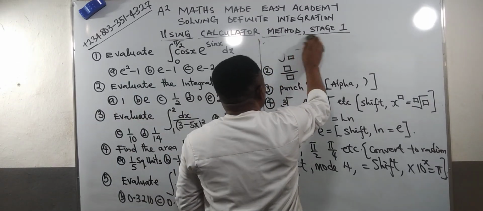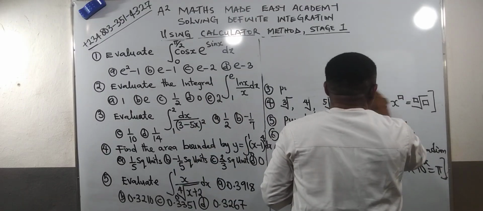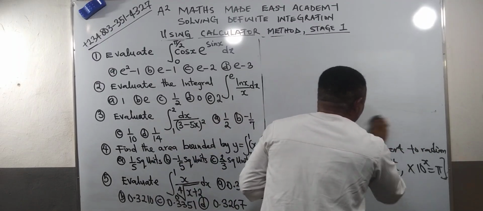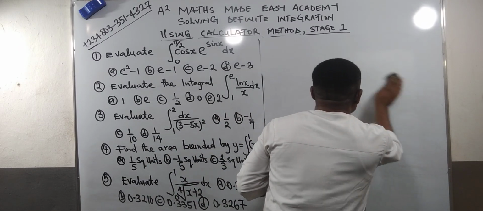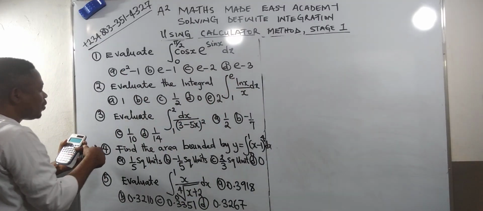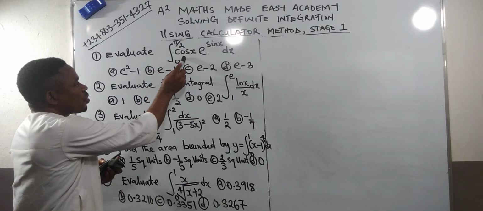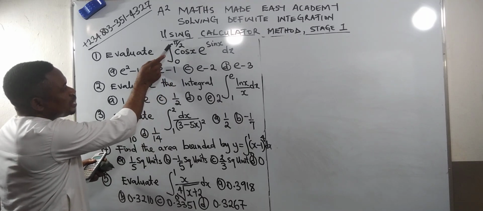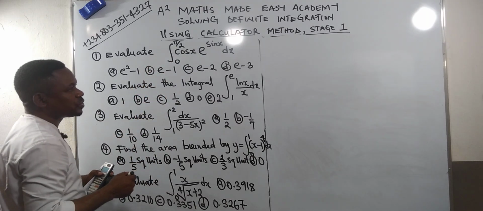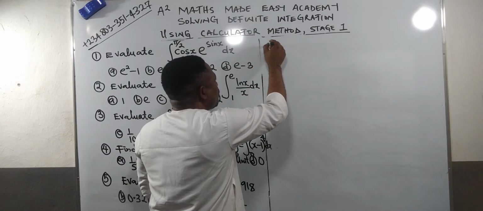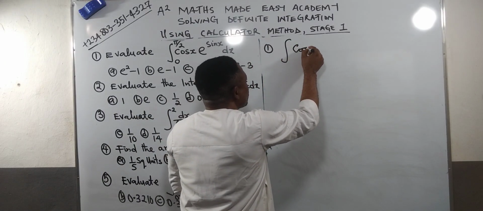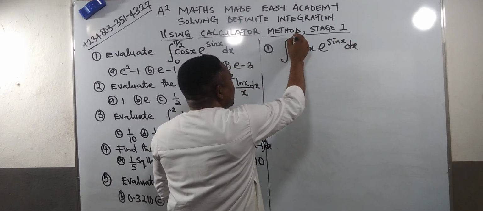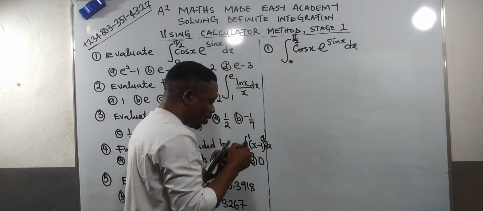Now let's start with question number 1. Are you with me? I want you to watch. Now what is the question talking about? The question says we should evaluate the integral of cos x exponential sine x dx bounded by upper limit rad over 2, lower limit is 0. Can we read the question now? Question number 1 says integral of cos x exponential sine x dx. Upper limit is rad over 2 and lower limit is 0.